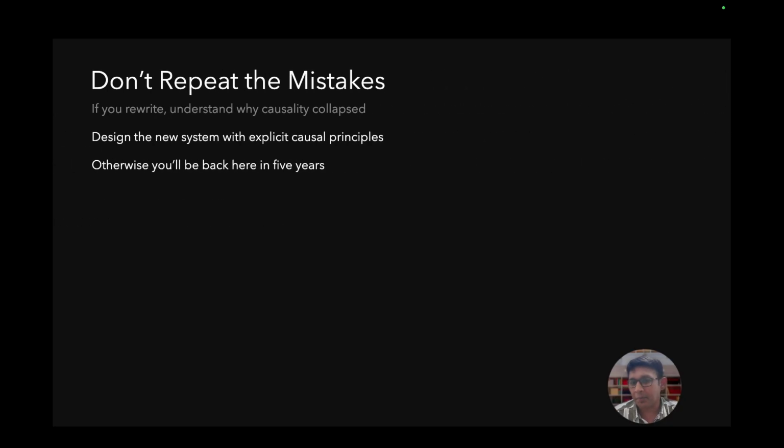Now, the key here is don't repeat the mistakes. If you rewrite, understand why causality collapsed in the original. Design the new system with explicit causal principles. Otherwise, you'll end up in the same place 5 years later.